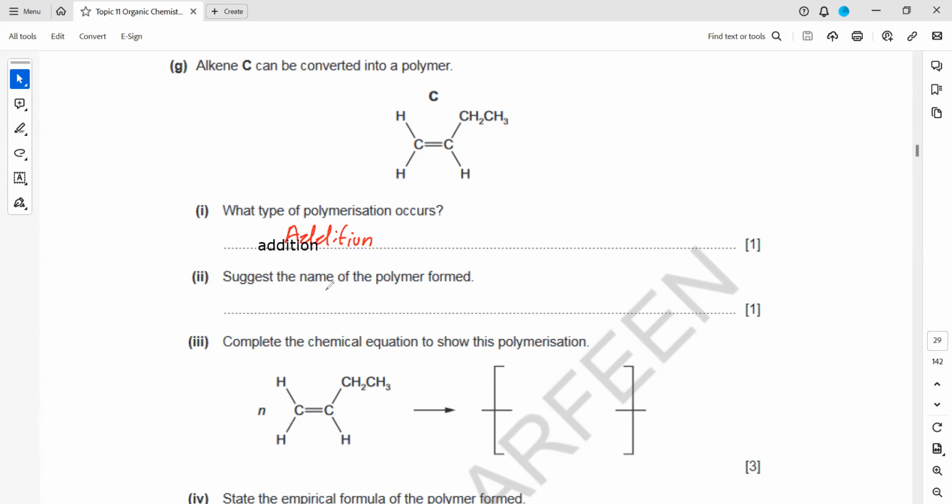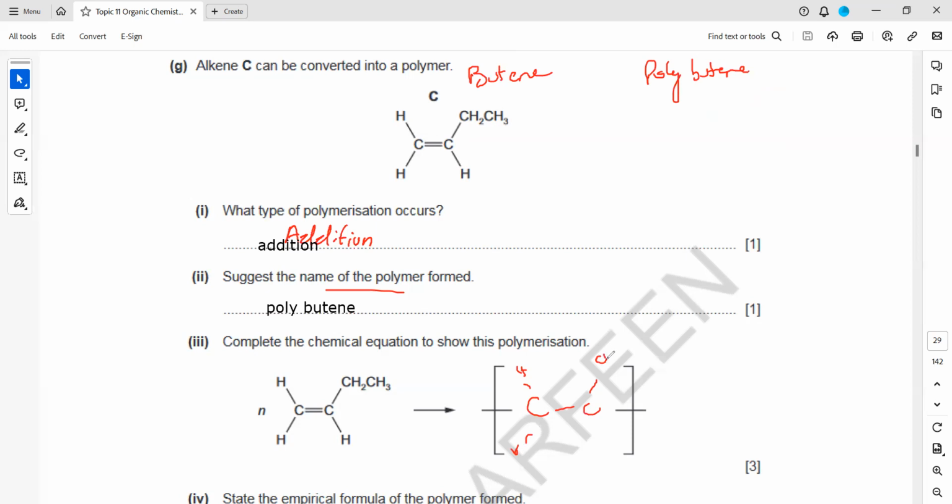Suggests a name of a polymer form. So if this is propene, for the polymer you just have to name it by adding the term poly. So this will be polypropene. Sorry, if this is butene, because 4 carbons are there, or but-1-ene, then it will be polybutene.